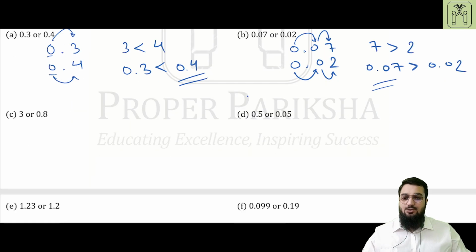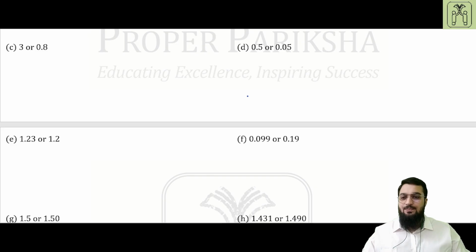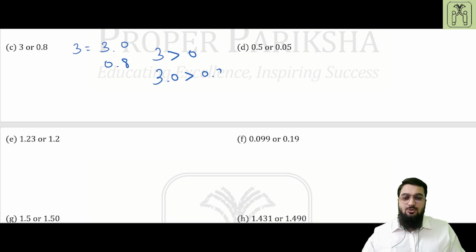Coming to the next question, 3 or 0.8. Again, we'll write both of them. Before writing, you see that 3 does not have a decimal, so 3 can also be written as 3.0. Therefore we'll write 3.0 and 0.8 in top and down fashion and compare. The left side has an equal number of digits, that is 1. After comparison, the answer is clear: 3 is greater than 0, therefore 3.0 is greater than 0.8, therefore 3 is the greater number.